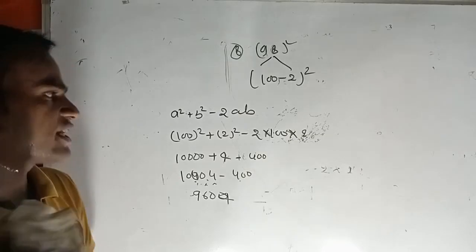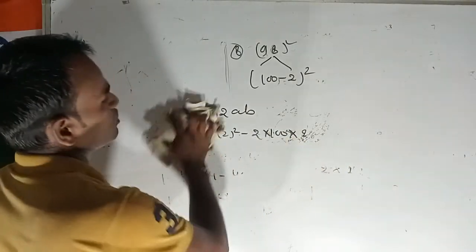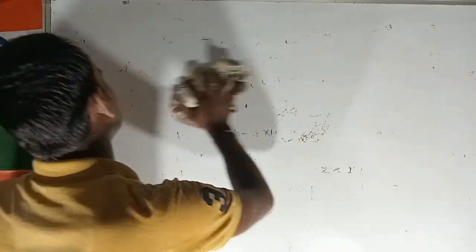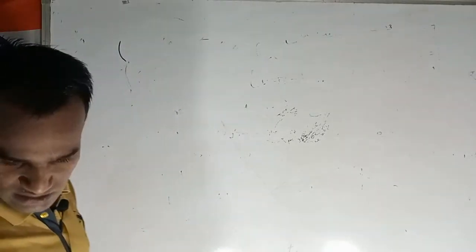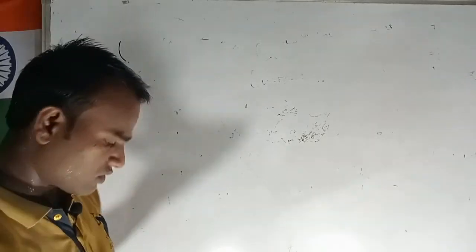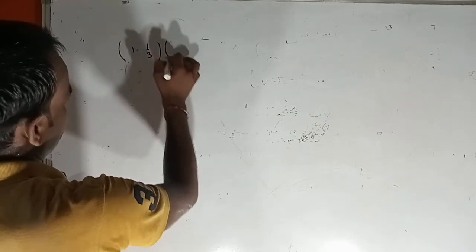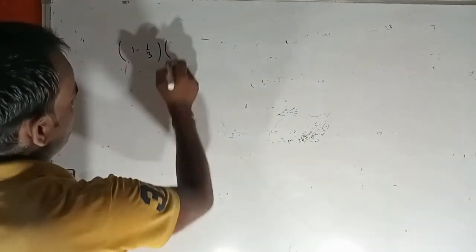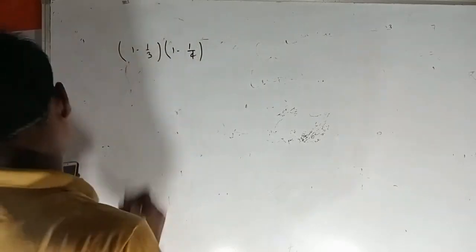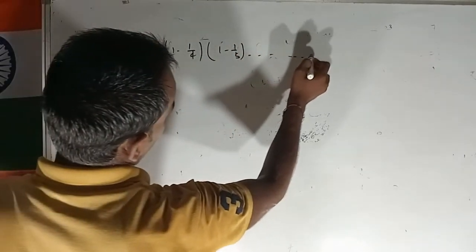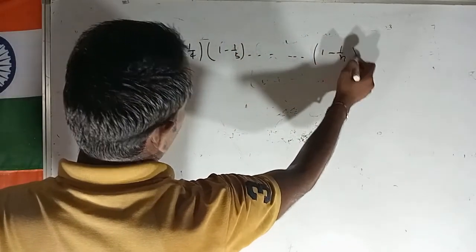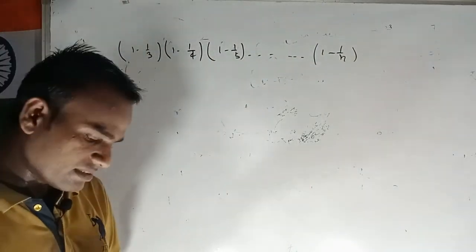So moving to the next question. It is clear to you how we will solve the square of these numbers. The next question that comes to my mind is, let me see what the question is. The question is (1 minus 1 by 3), (1 minus 1 by 4), (1 minus 1 by 5), and so on up to (1 minus 1 by n). Then what will be the value of this?